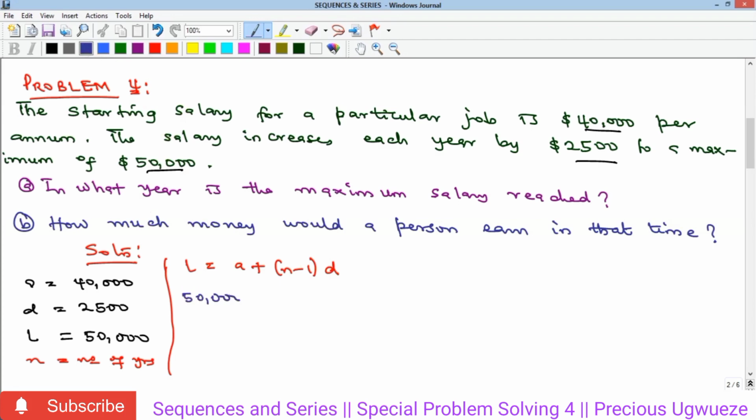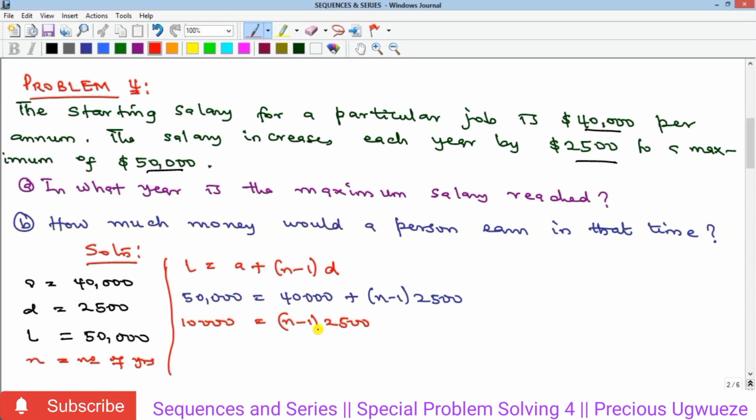So we are going to have our L, which is 50,000, equal to A, which is 40,000, plus n, which is what we are looking for, minus 1 times D, which is 2,500. If I take the 40,000 to this side, I'm going to have 10,000 left, and that will be equal to n minus 1 times 2,500.